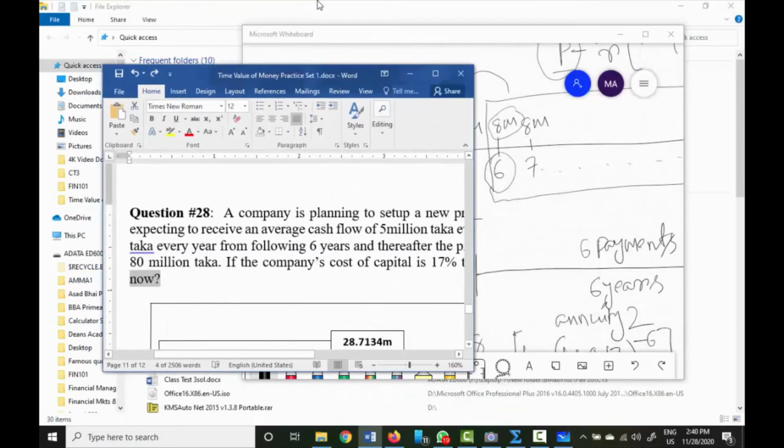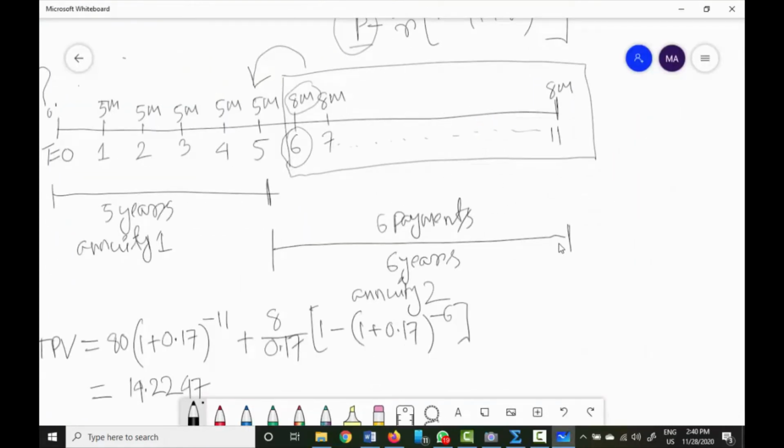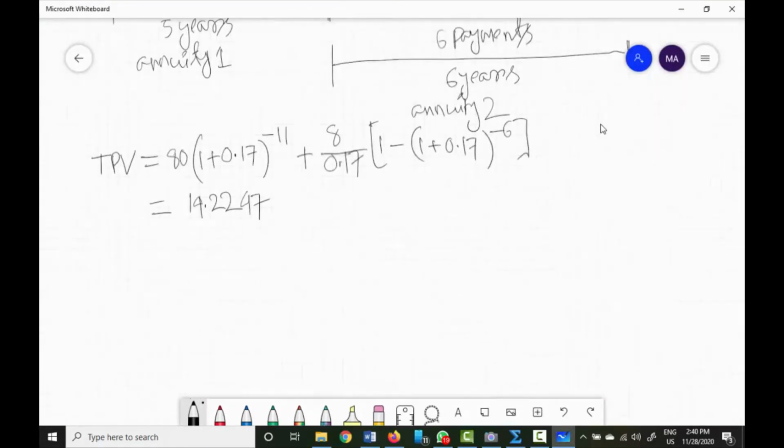So let us calculate this one first. Let's do it. 8 divided by 0.17, and then bracket 1 minus 1.17 power minus 6.